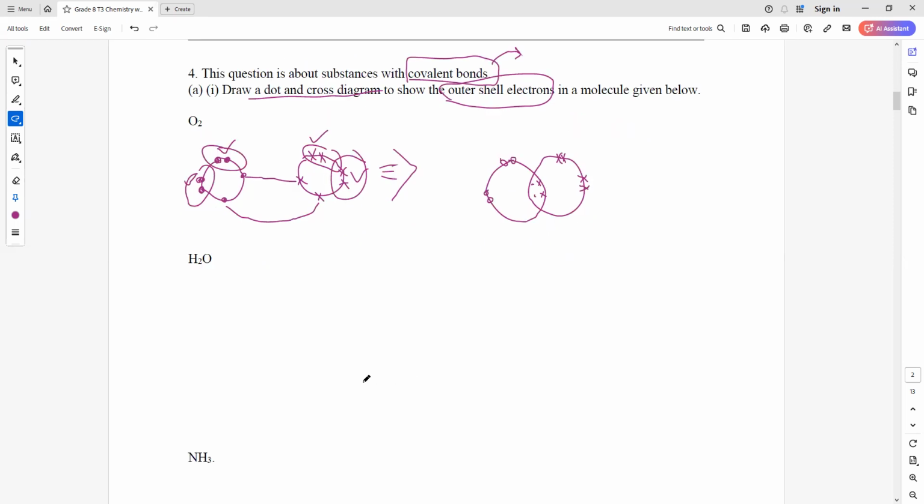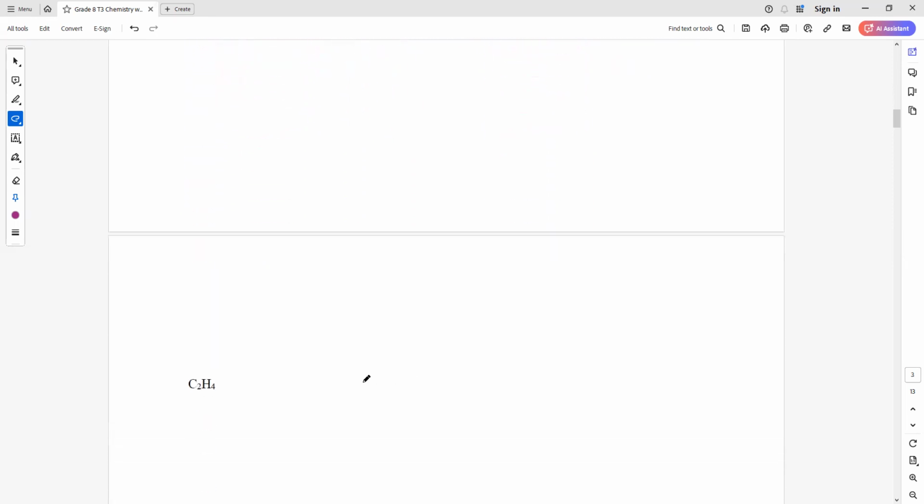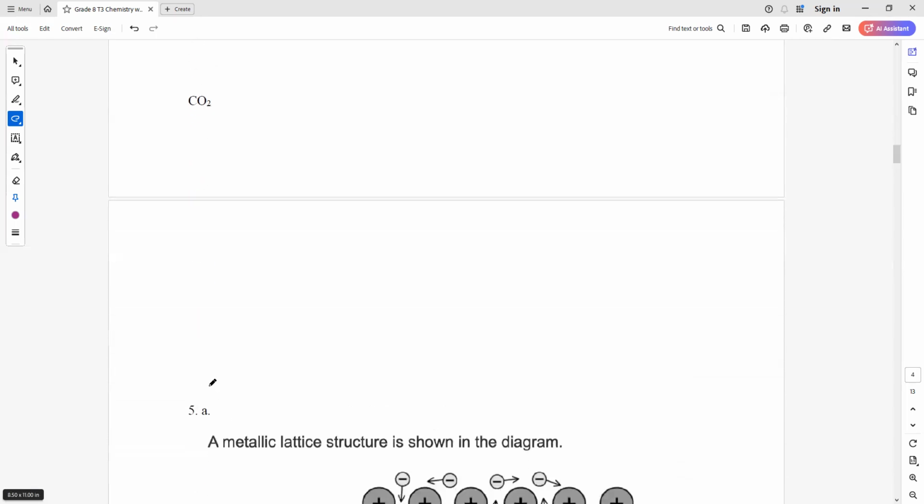Okay. Now H2O. H2O we have already drawn, I think. N2 I have already explained. H2 also, and CO2. Okay, let me explain the dot cross diagram for CO2 now. And I think you can try the rest by yourself. If you struggle, you can just give me a message on WhatsApp. Otherwise, you can just try this question and send me the answer. I will correct it. Okay.